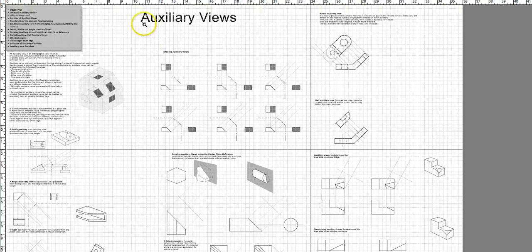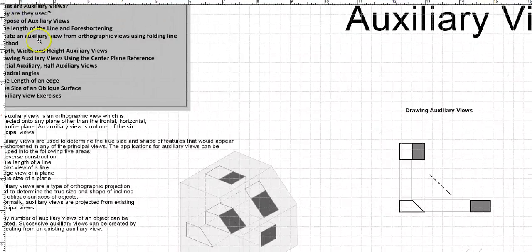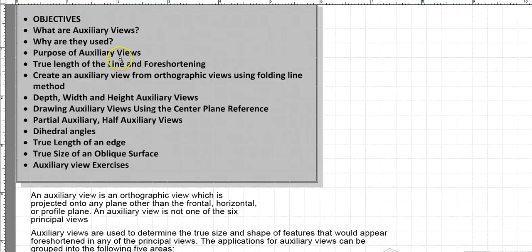Let's begin with this chapter called Auxiliary Views. Let's look into the objectives that we are going to cover in this chapter. The objectives are, first one is what are auxiliary views? Why are they used? Purpose of drawing auxiliary views, true length of a line, and foreshortening. What is that? What does that mean?